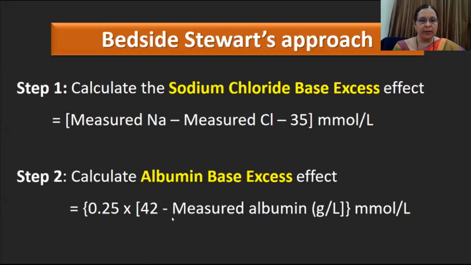So I think people might get a little confused here. In one slide I had 4.2 or 4.5 and here 42. Remember, if it is grams per liter, you will have a larger number here. If it's grams per deciliter, you'll have a smaller number. So please don't get confused.